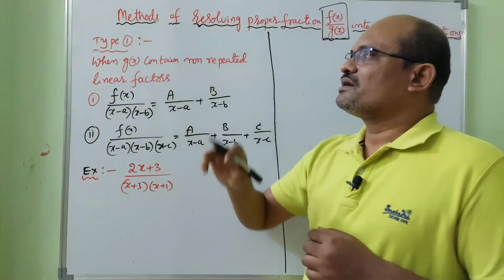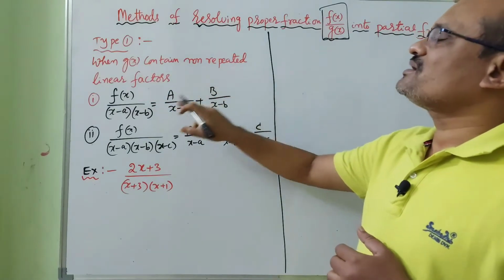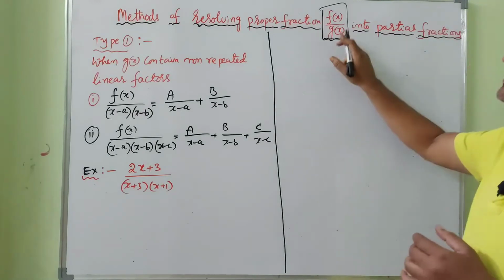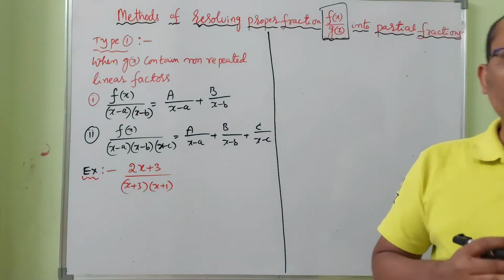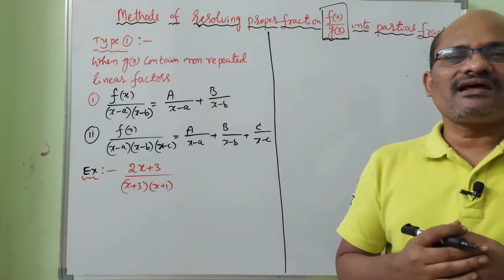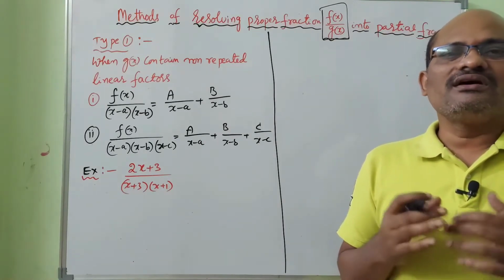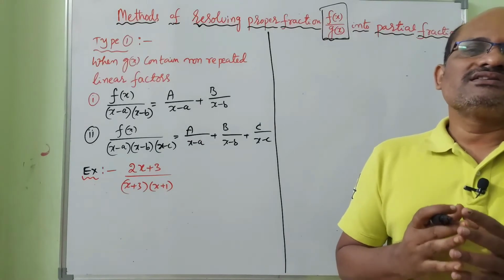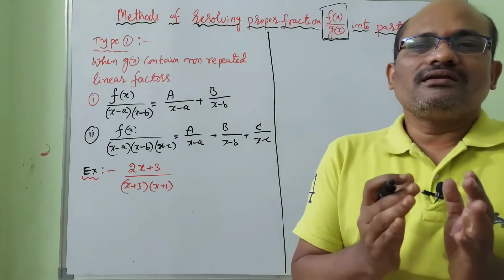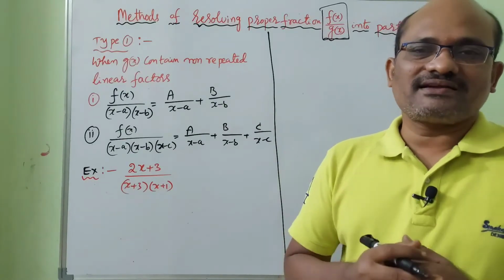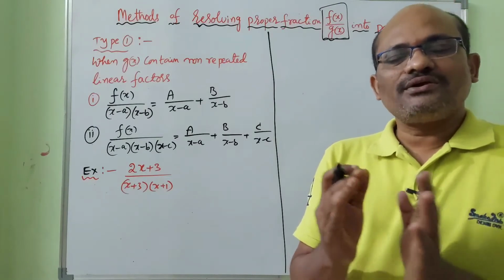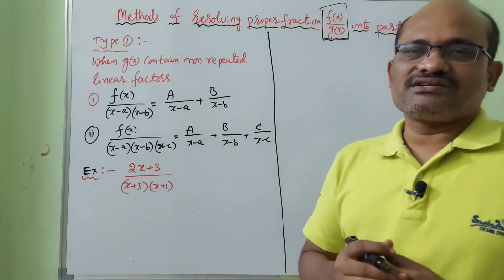Now take type 1, when g of x contains non-repeated linear factors. This is type 1. G of x means the denominator. If the denominator contains non-repeating linear factors. What is meant by a linear factor? A first degree polynomial is called a linear factor. Suppose the denominator contains non-repeating first degree factors, that is, linear factors. How to resolve the fraction into partial fractions?